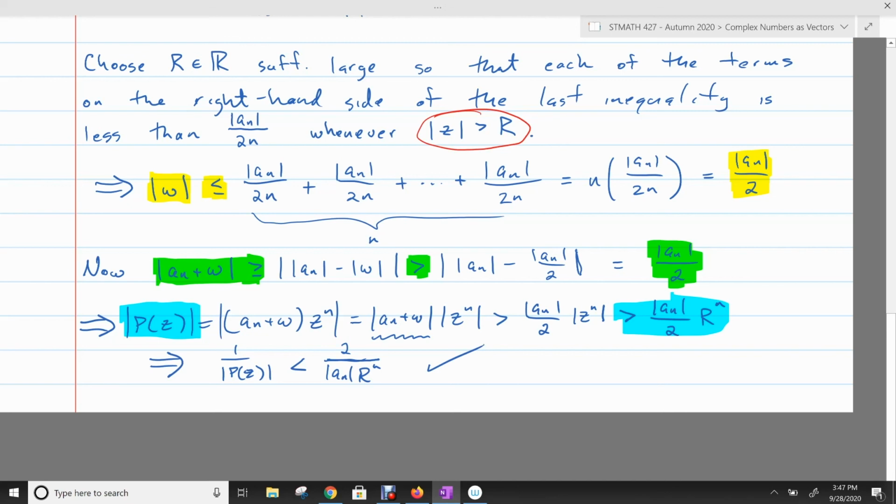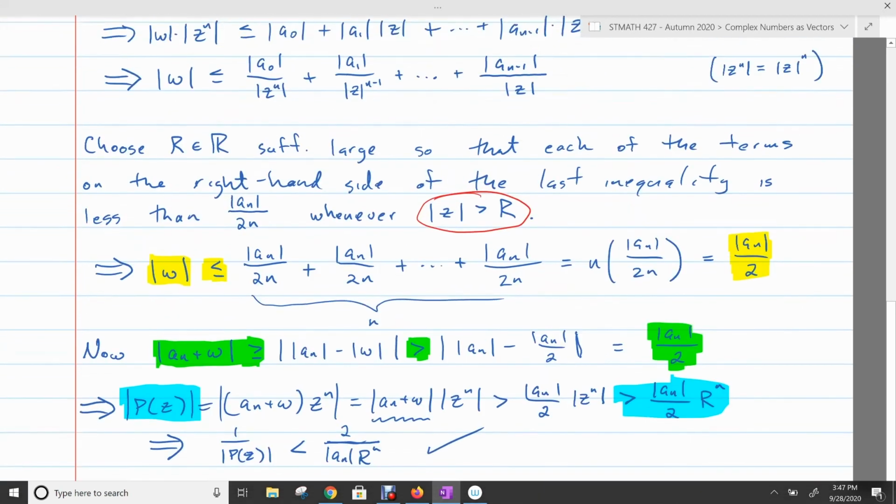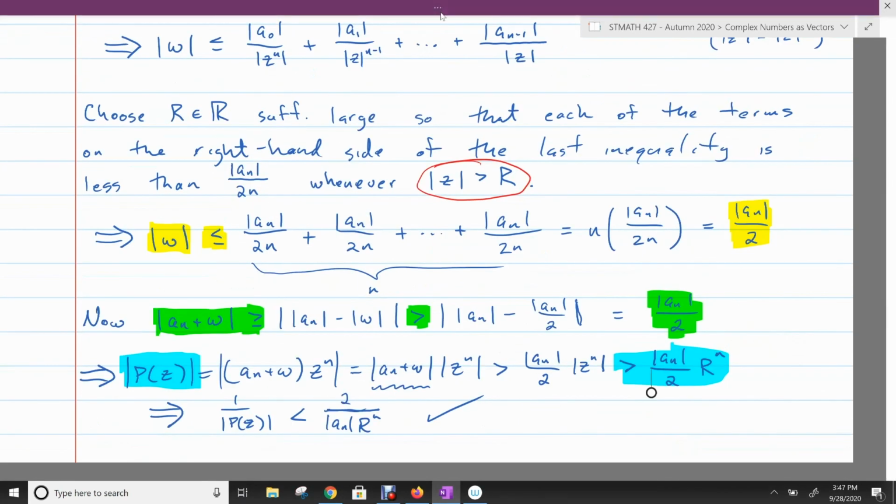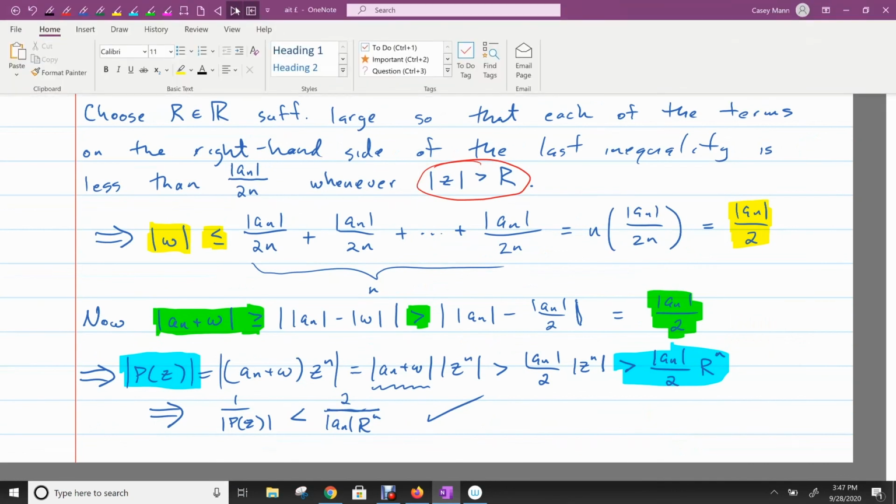So you see in this complicated argument, we were using a lot of properties of moduli that we previously discussed. And when we need to use this fact later, we'll have it on hand. We won't have to prove it at that time.